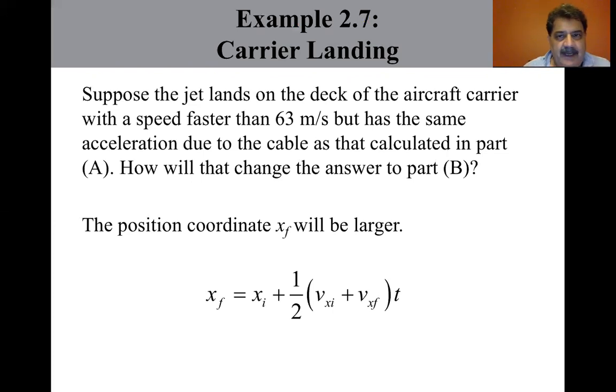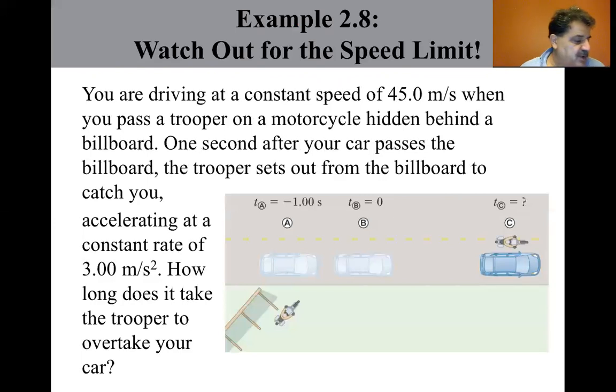Okay, another example. You are driving at a constant speed of 45 meters per second when you pass a trooper on a motorcycle hidden behind a billboard. 1 second after your car passes the billboard, the trooper sets out from the billboard to catch you, accelerating at the constant rate of 3 meters per second squared. How long does it take the trooper to overtake your car?